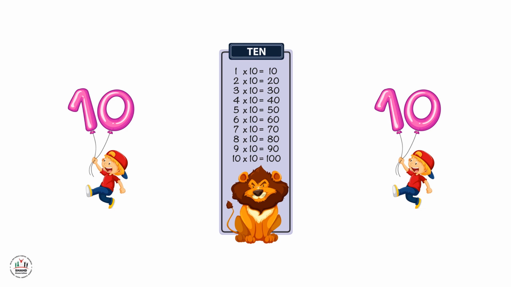Now, 4 times 10 is equal to 40. 5 times 10 is equal to 50. 6 times 10 is equal to 60. Here we have also 6 groups of 10 items. That is equal to 60. 7 times 10 is equal to 70. 8 times 10 is equal to 80. 9 times 10, 90. And 10 times 10 is equal to 100.